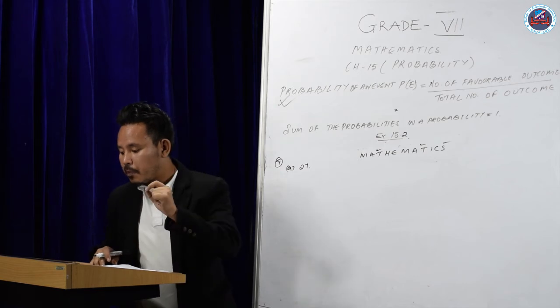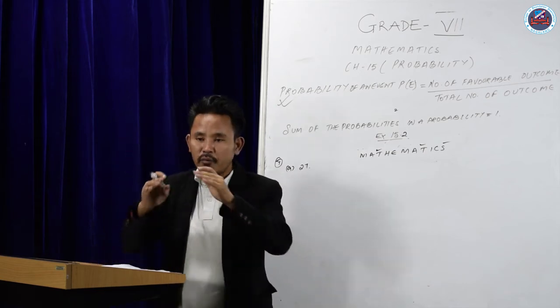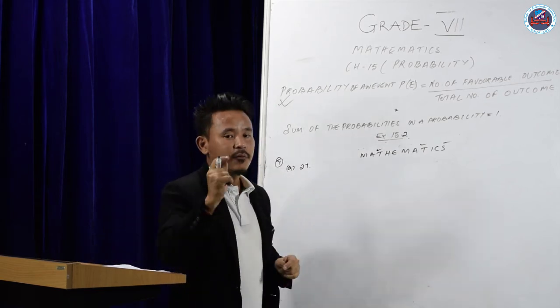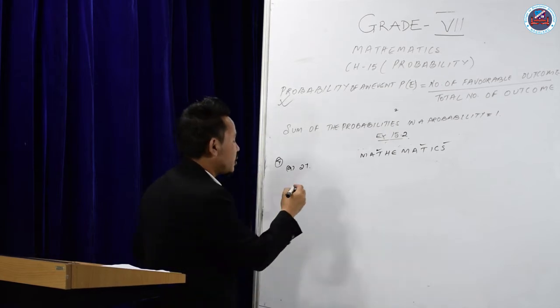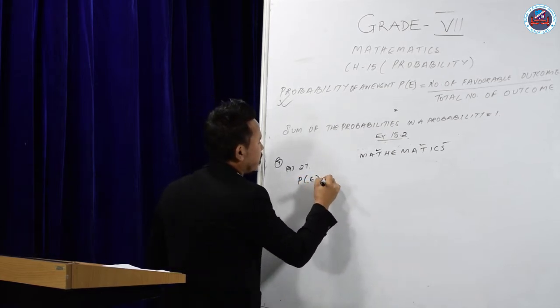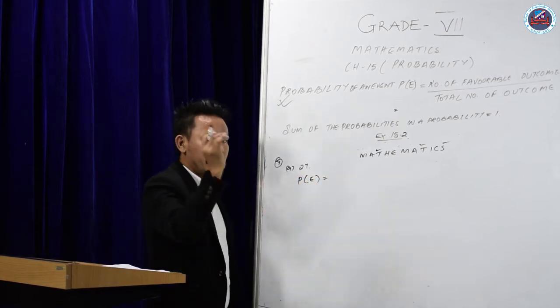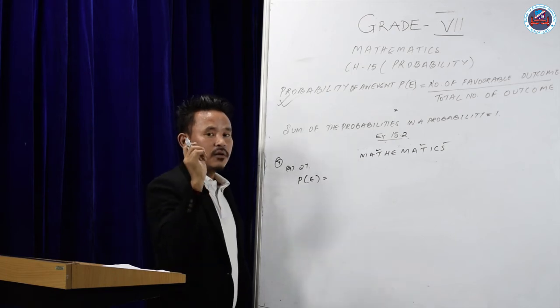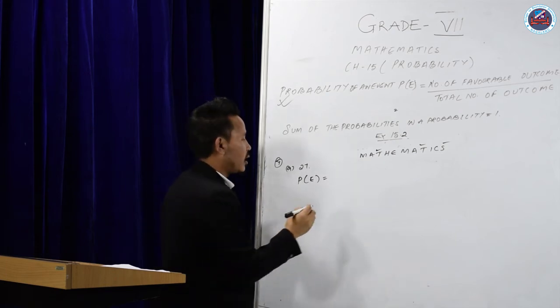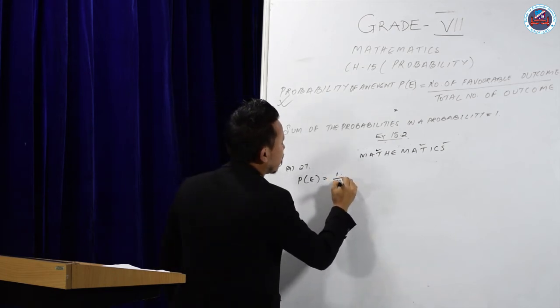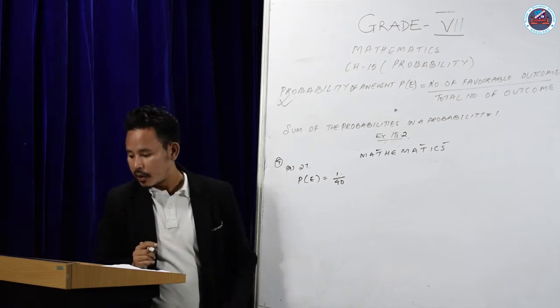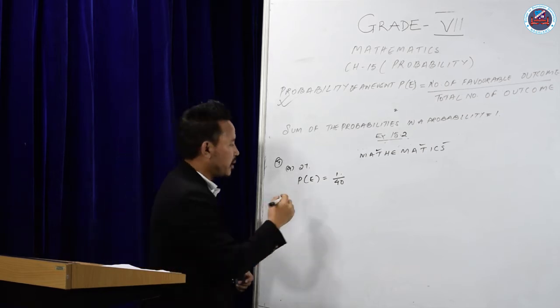So the probability that she chooses 27: out of all those numbers, we have only one 27. So what will be the probability of the event? We have only 27 out of 40. 27 is only one number, so we have 1 upon 40. Any doubts? Now number B.